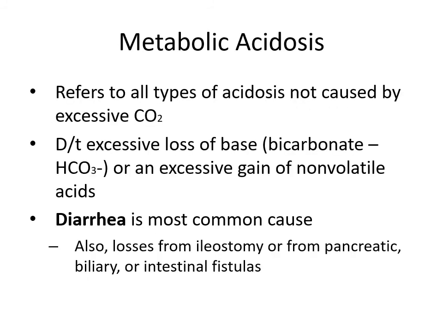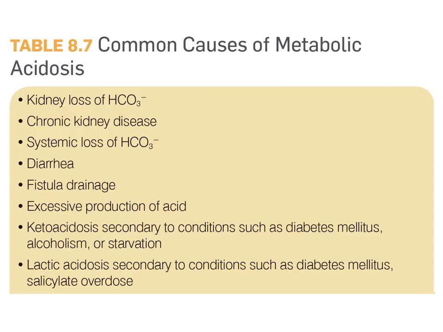Next, we'll take a look at metabolic acidosis. This refers to all types of acidosis not caused by excessive CO2. Here we have an excessive loss of base bicarbonate or an excessive gain of non-volatile acids. Diarrhea is the most common cause, but it can also be due to losses from ileostomy or from pancreatic, biliary, or intestinal fistulas. Common causes of metabolic acidosis are seen below.